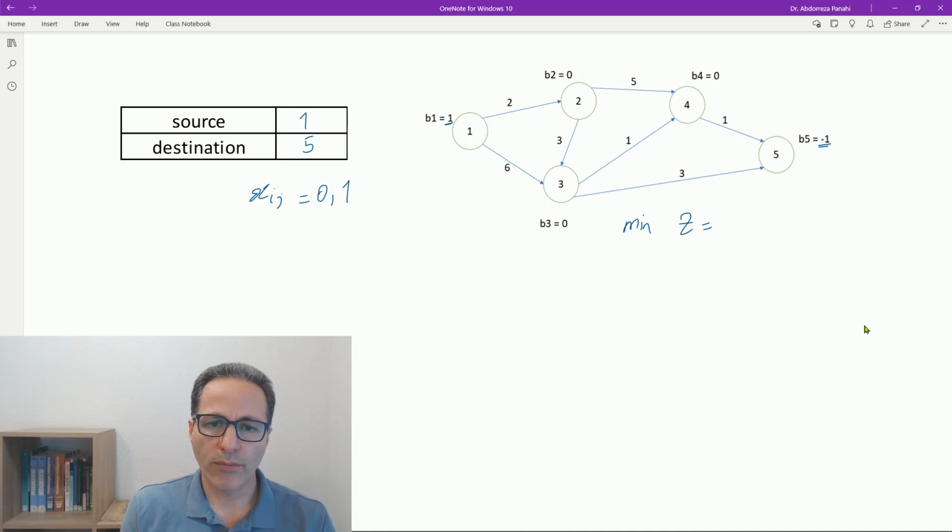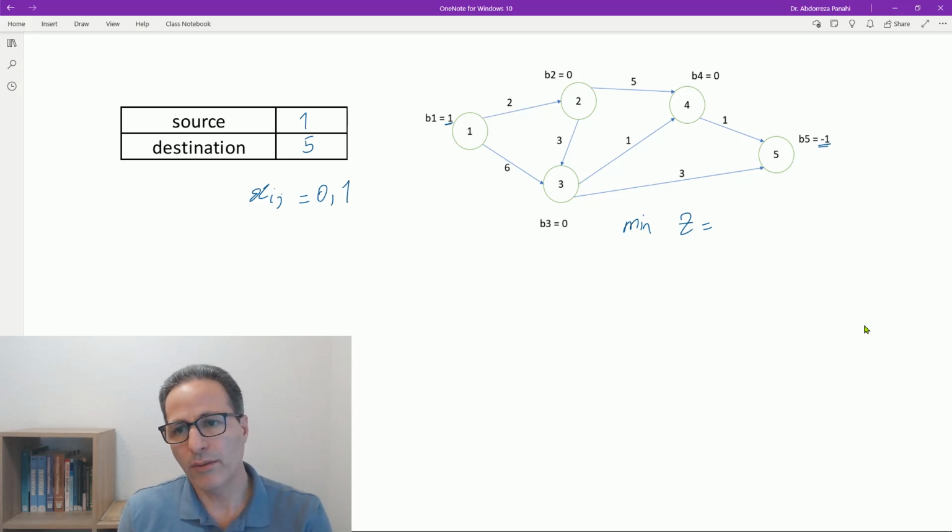If it is selected, we can multiply this 2 by that 1. It means that going from 1 to 2, similar to finding the shortest path, there is this length or this cost for us. Again, if x24 is 1, it means that we are moving from 2 to 4. And if x45 is also 1, then we can reach from 1 to 5.